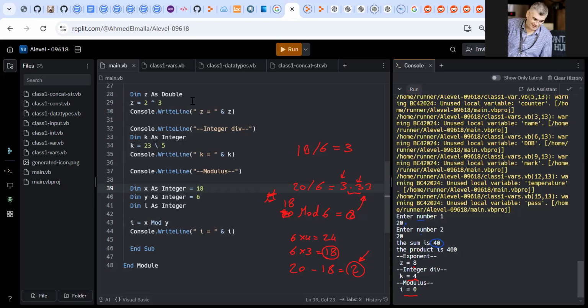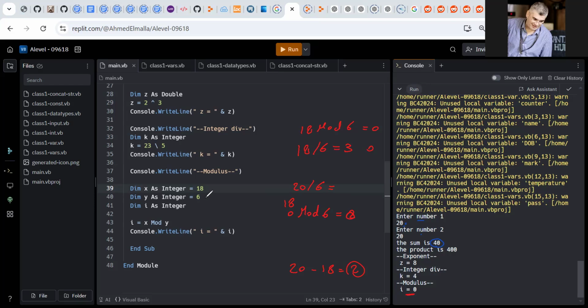This is needed for the input above, of the multiplication and the sum above. Okay, let me clean up a bit here. As you can see, the result I, which is the one that we care about, is 0. Why? Because when we divide 18 by 6, the remainder is 0. So if I say 18 modulus 6, the result is 0. Okay, that is one thing.